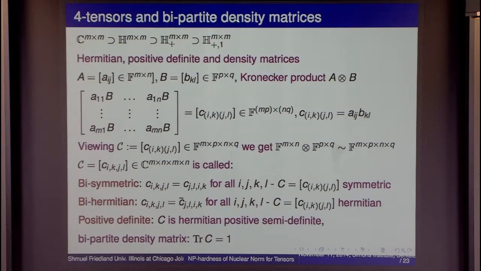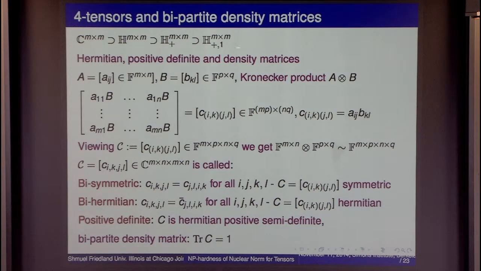Four tensors and bipartite density matrices. So you want to do something in quantum mechanics. So we have C^{m×m}, which is just m by m complex valued matrices. H^{m×m} is the Hermitian ones. H^{m×m}_+ is positive definite, which means positive semi-definite. And this one is positive semi-definite with trace one. Those matrices are called density matrices, and let's say a finite quantum system is represented by a density matrix.